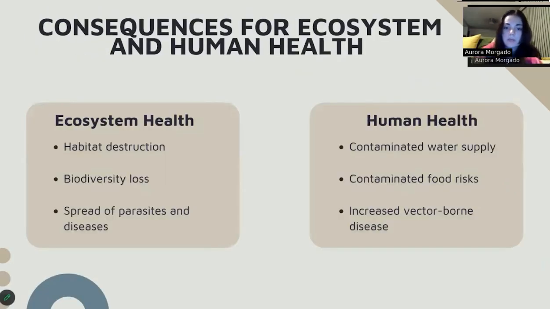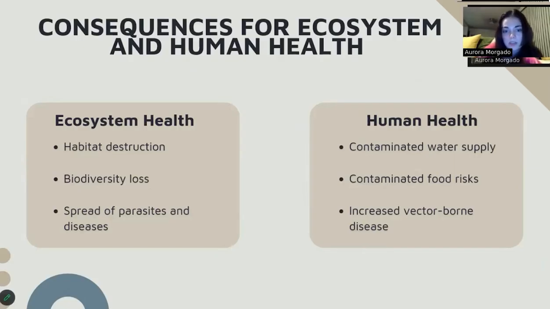Consequences for ecosystem and human health. So, what happens when invasive species take hold? On the ecosystem side, we see habitat destruction, like when invasive plants choke out wetlands or when bottom-feeding invasive fish stir up sediment and reduce water clarity. There's also biodiversity loss, which weakens the entire food web. When native species are pushed out, the ecosystem becomes less resilient and more prone to collapse. Then there's the spread of parasites and diseases, which invasive species can either carry with them or make worse by stressing native populations. For human health, the consequences are just as serious.